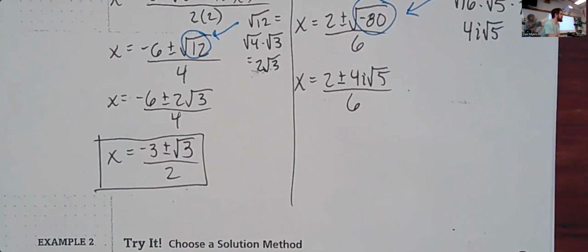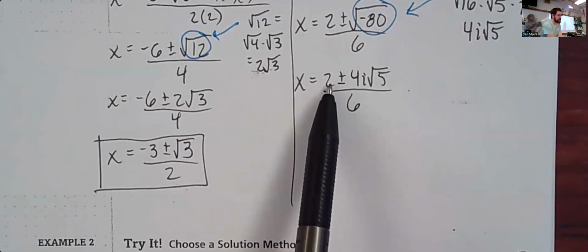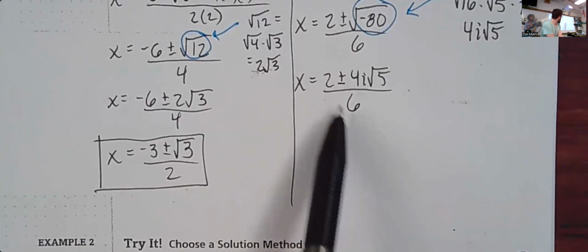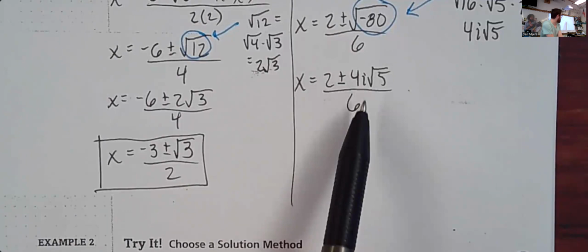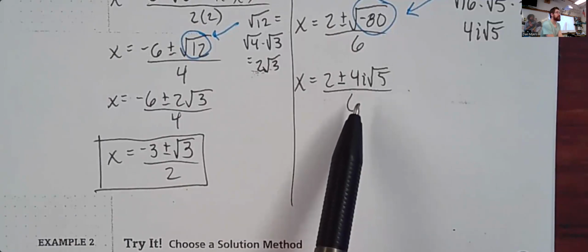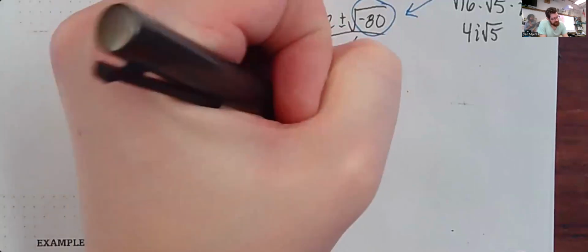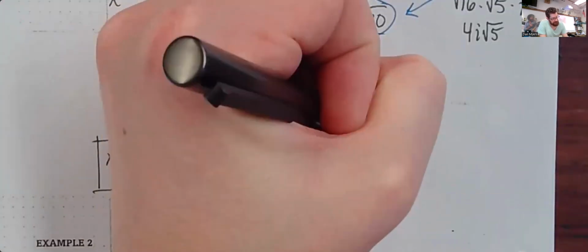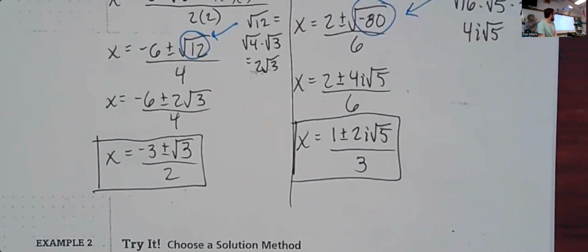And then the last thing we need to do, once again, is look at the number in front of the plus minus, look at the number outside our square root over here, and look at the denominator. Can we divide all three of those numbers by the same thing? Yeah, what? 2. All right. So we're going to get x equals 2 divided by 2 is 1, plus or minus 4 divided by 2 is 2, so that'll be 2I root 5, over 6 divided by 2 is 3. So you get 1 plus or minus 2I root 5 over 3.